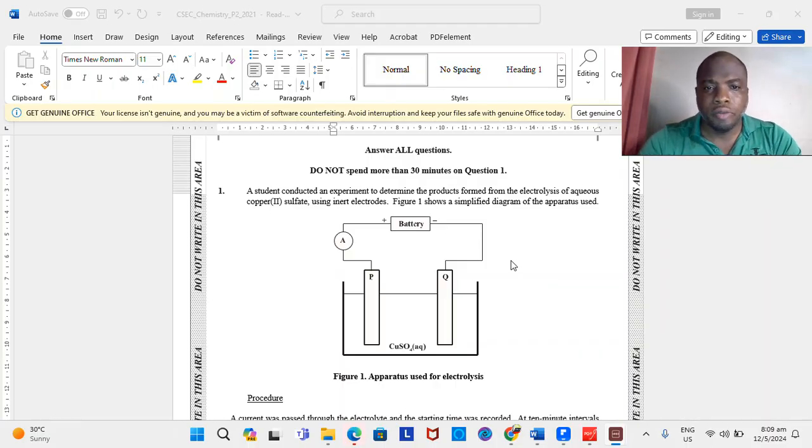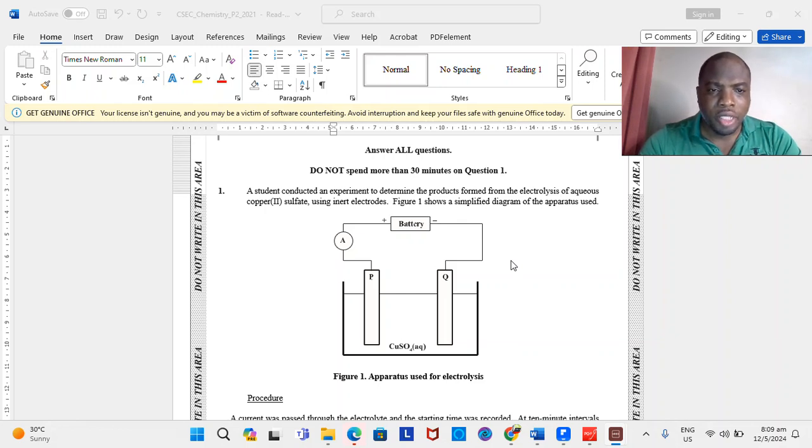All right, so we're looking at a question 2021, starting with question 1. And as you would recognize, it says do not spend more than 30 minutes on question 1. So we're getting right into it. Now, question 1 is focusing on electrolysis.